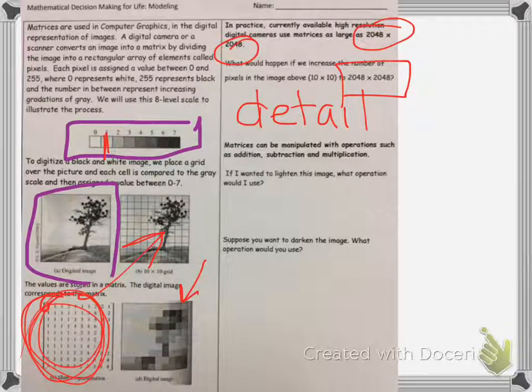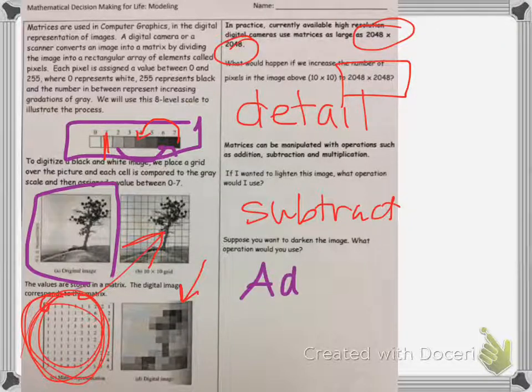It says, if I wanted to lighten this matrix, what operation would I use? Well, if I wanted to go from a 7 to, say, a 4, wouldn't I just subtract that data in order to get it to be lighter? And if I wanted to do the opposite, which would be go from like a 2 to a 6, then I would have to slide to the right, which would be adding numbers to that scale in order to make it darker.